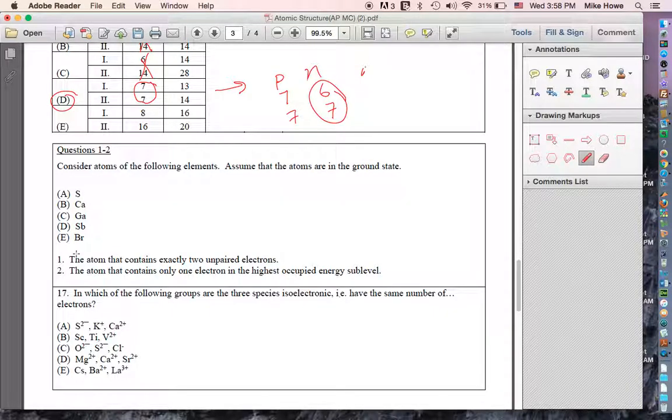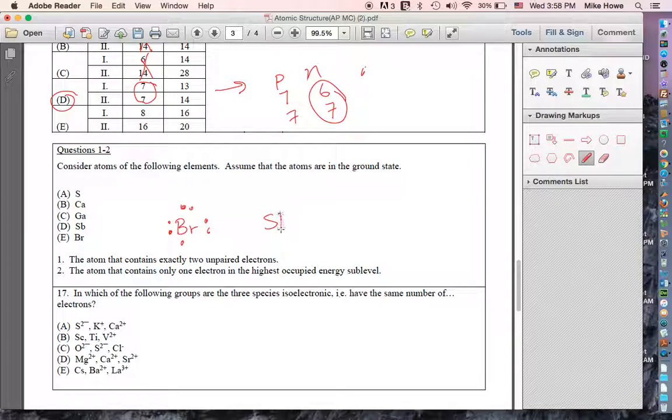Okay, so now we want to look at these atoms that are in the ground state. And we want to get the atom that contains 2 unpaired electrons. So to do that, I think it'd be easiest to do this with dot diagrams. So let's draw the dot diagrams. We'll start with bromine over here. So we'll start backwards. So bromine has 7 valence electrons. So it'll be 1, 2, 3, 4, 5, 6, 7 valence electrons.